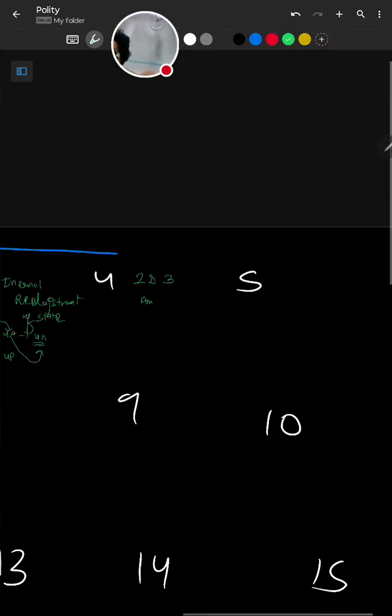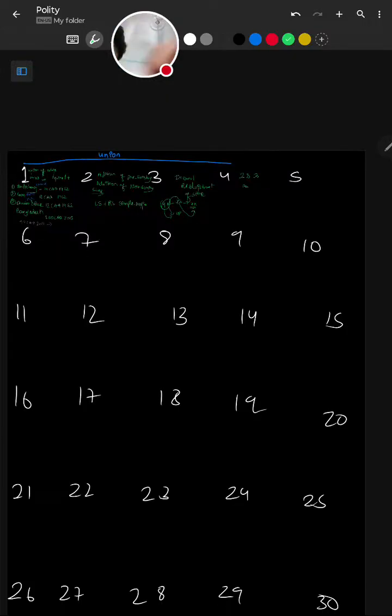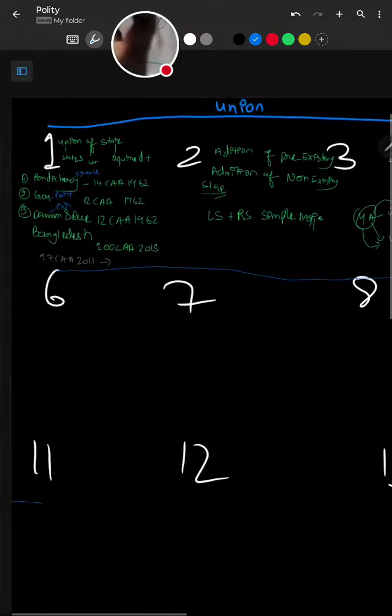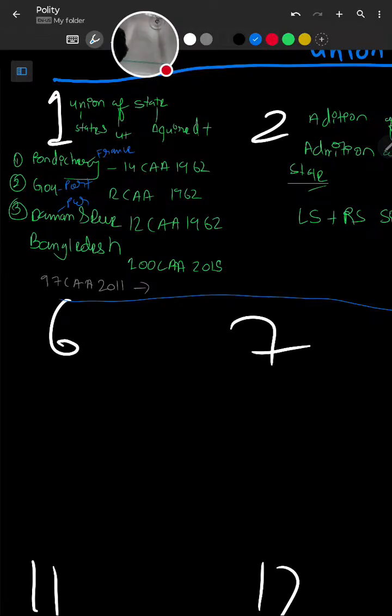Article 5 starts with a different part, as these four were the parts of Union. Now from Article 5 till, I think, Article 11 is citizenship. So this all is for citizenship. And I see that nobody has answered my question in the chat. So the 97th Constitution Amendment Act of 2011 is for cooperative societies, and this is Part IX-B.